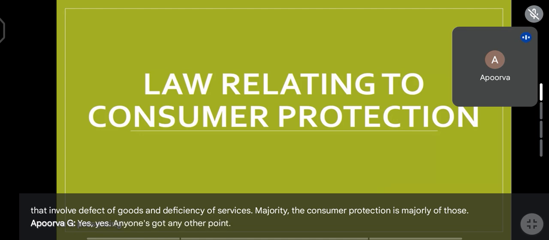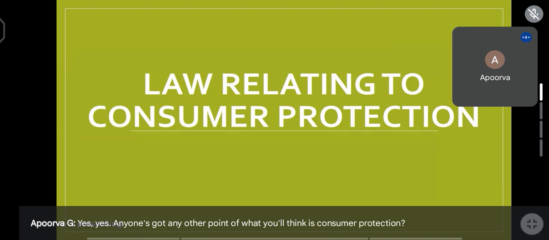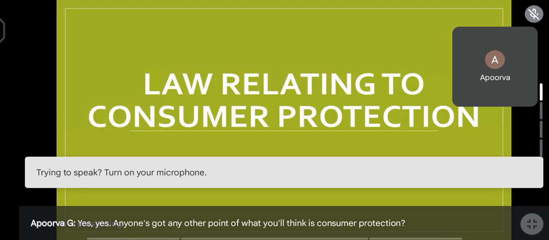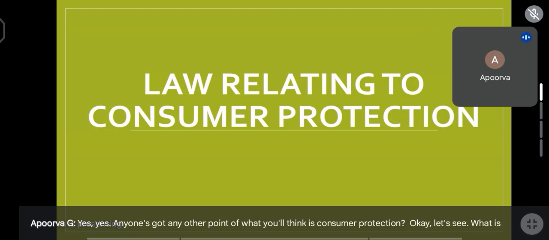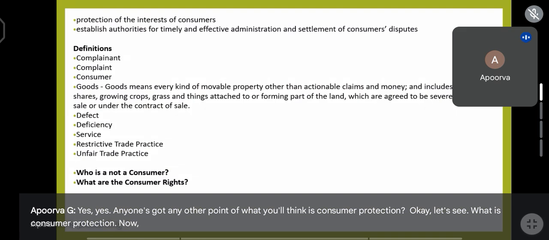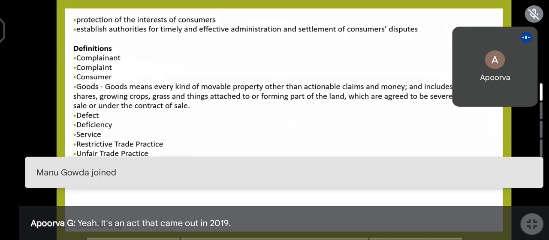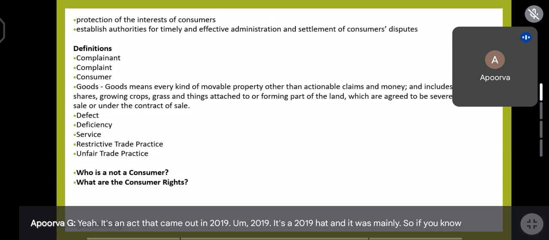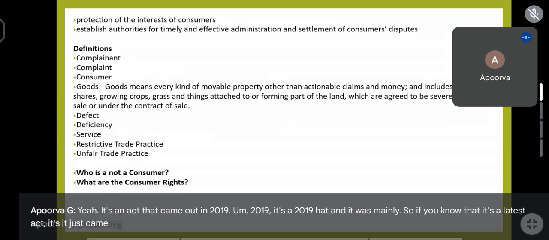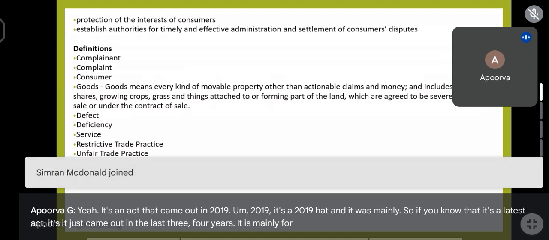Anyone's got any other point of what you all think is consumer protection? Okay, let's see what is consumer protection. Now, consumer protection, it's a law that came out in 2019. It's an act of 2019, and it's the latest act, it just came out in the last 3-4 years. It is mainly for the protection of the interest of consumers.